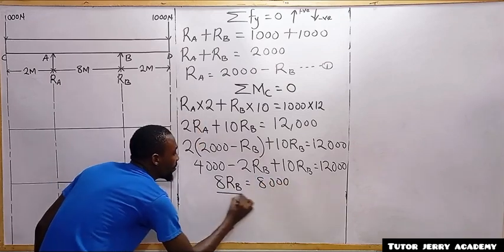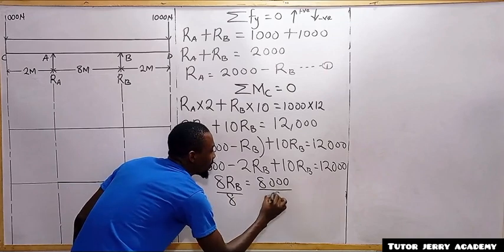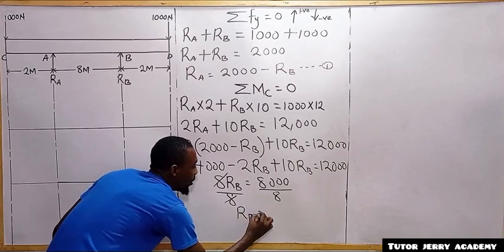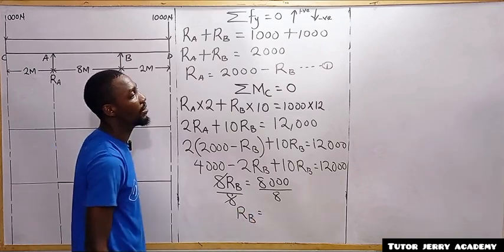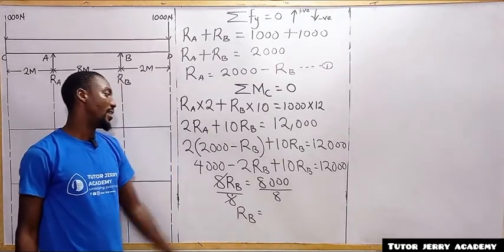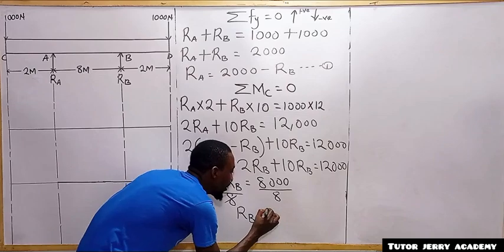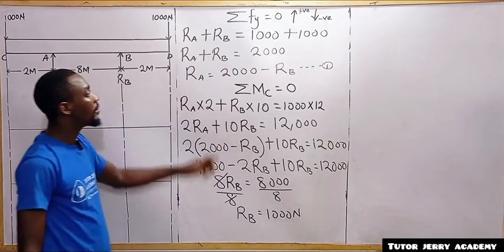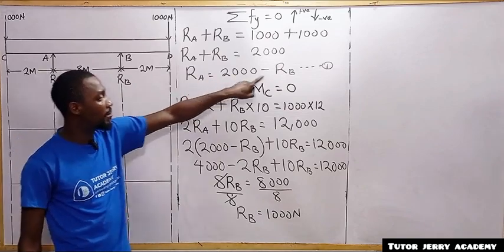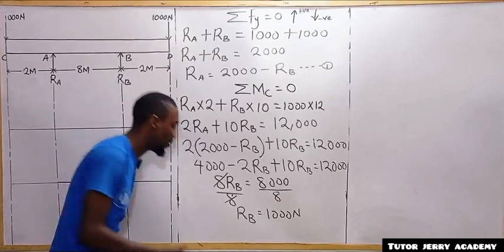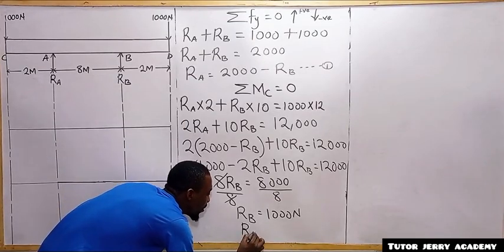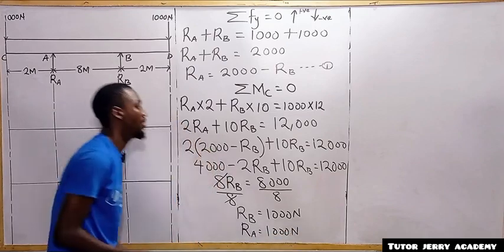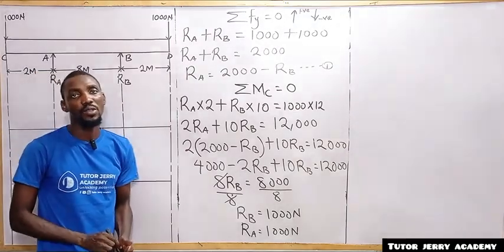If we divide both sides by 8, then our reaction at B will be equal to 8,000 divided by 8, which gives us 1,000 Newton. And our RA is going to be 2,000 minus RB, that is 2,000 minus 1,000. So our RA is also 1,000 Newton.